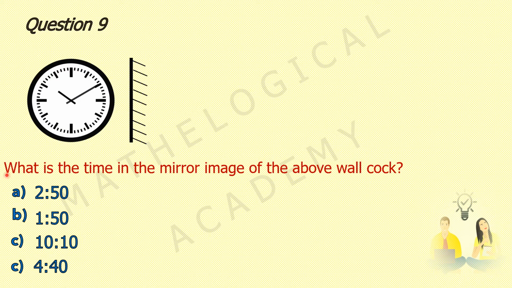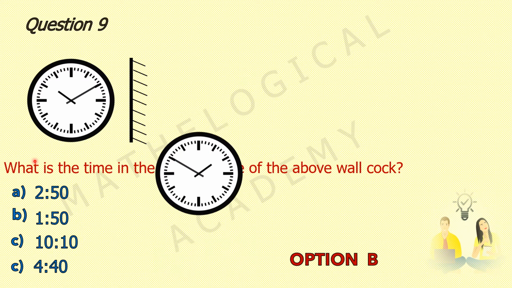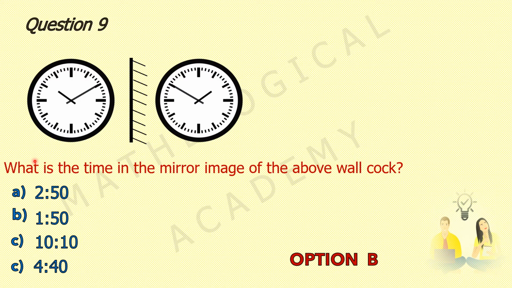Question 9. What is the time in the mirror image of the above wall clock? Answer is option B. We first have to imagine the mirror image of the clock, or you can draw it also. It will look something like this, and then see what is the time in the mirror image. In the mirror image, the time is 10 minutes to 2 or 1:50.